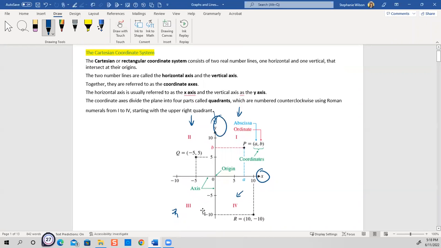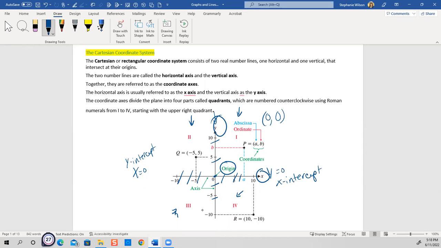The center of the graph, which is right here, we call the origin. At the center of the graph, we get 0 for x and 0 for y. Anytime we cross the y-axis, x is always 0, and this is called my y-intercept. Anytime we cross the x-axis, y is always 0, and this is called my x-intercept.